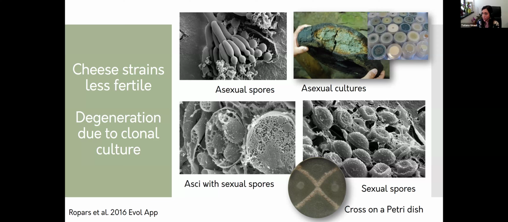So we tested their ability to produce the sexual structure that we can see here on a Petri dish. We inoculated 2 different strains of opposite mating types, and at the border, at the encounter, they produce perithecia, the sexual structure with asci inside. But the cheese strains were very bad at producing these perithecia and the sexual spores. So they have lost their fertility because they are only cultivated asexually now.